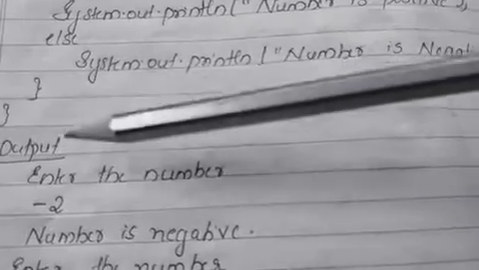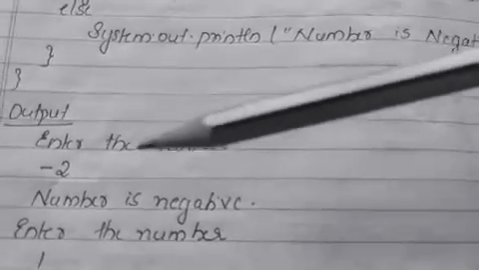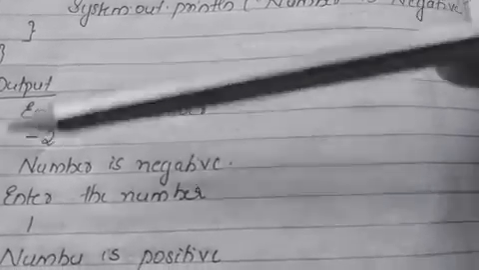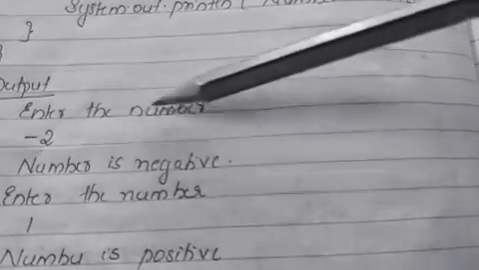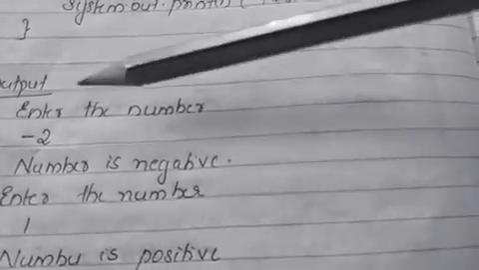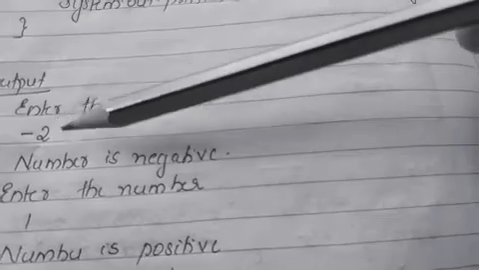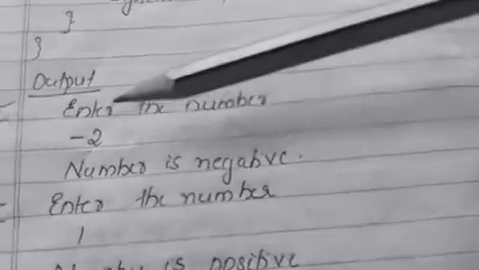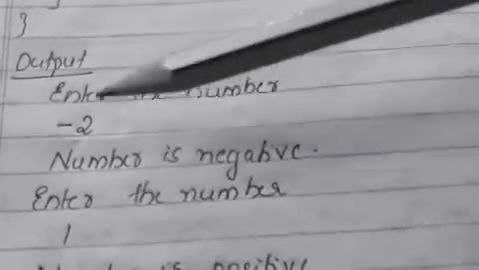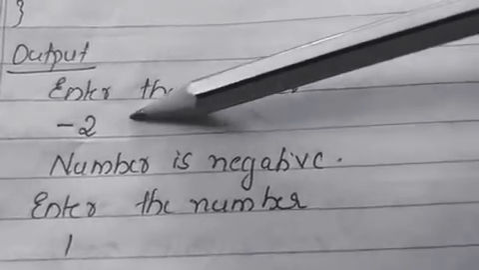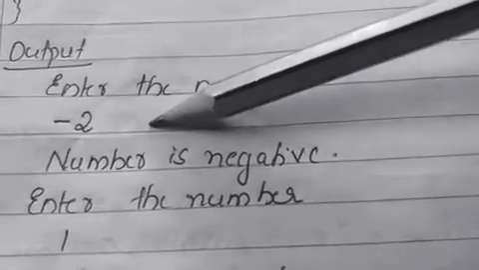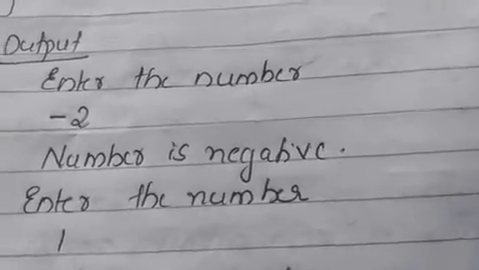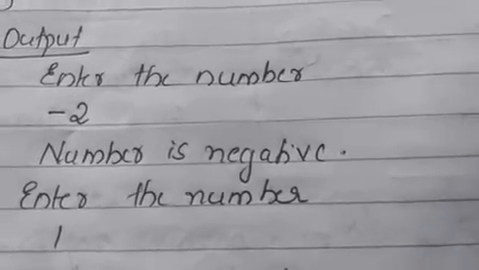Then close the main, close the class. So this is the program. Just consider we have entered, you get the output screen, then we have entered the first prompting message, enter the number, and we have entered -2. So it is possible to enter the value -2 in the integer data type. Why? Because integer data type can hold both positive and negative values.